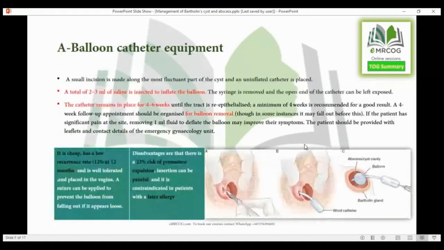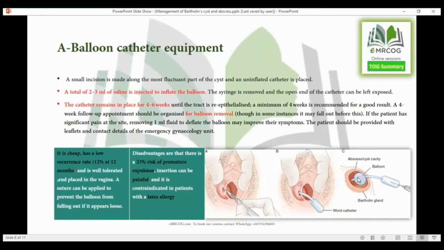Now we are going to talk about the outpatient options. Balloon catheter is one of the famous ones. We will need just to make a small incision over the most fluctuant part of the cyst, and then put in the uninflated catheter. Then we are going to inflate the balloon of the catheter with saline, mainly about 2 to 3 milliliters. And if the patient is having some pain, or says, doctor, I'm starting to feel a little bit of discomfort, you can draw away 1 milliliter.